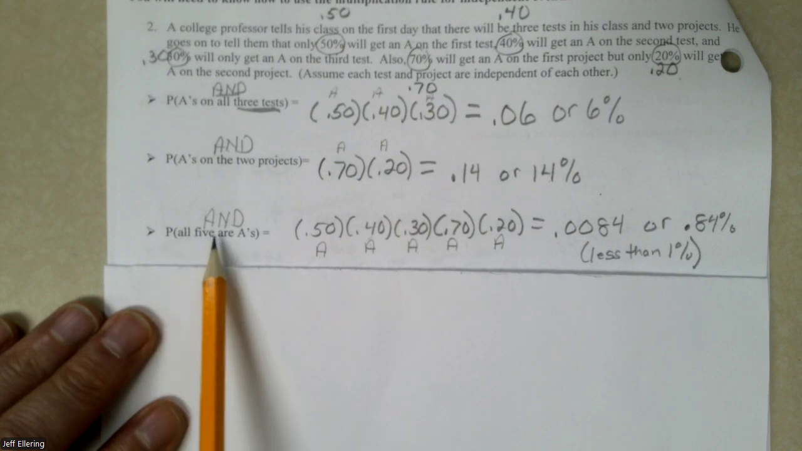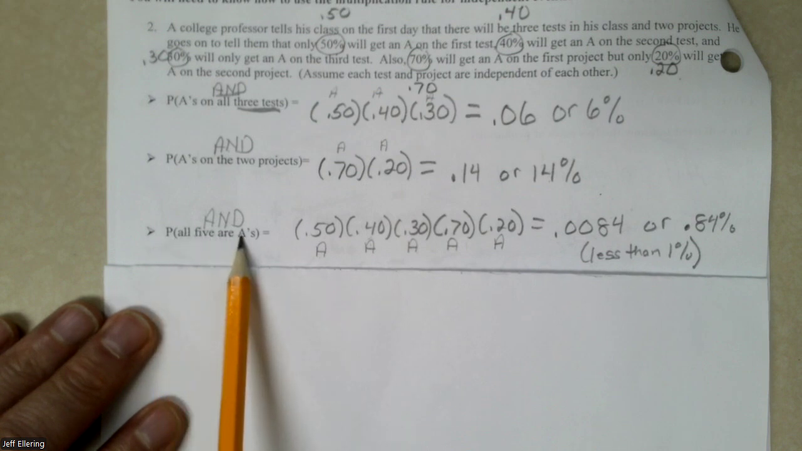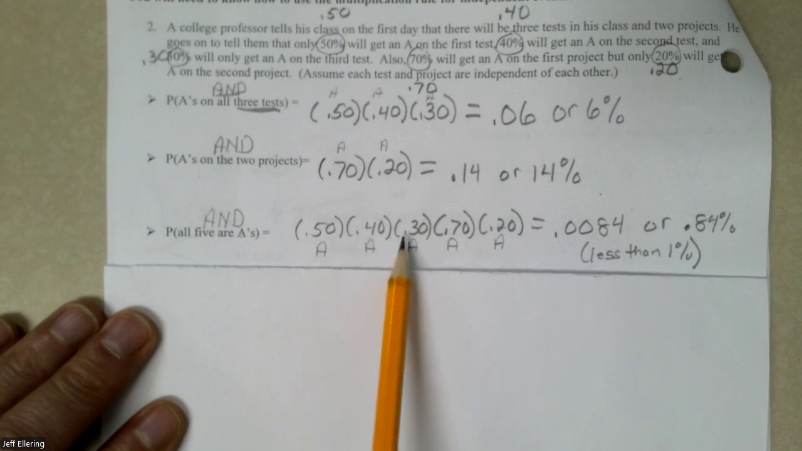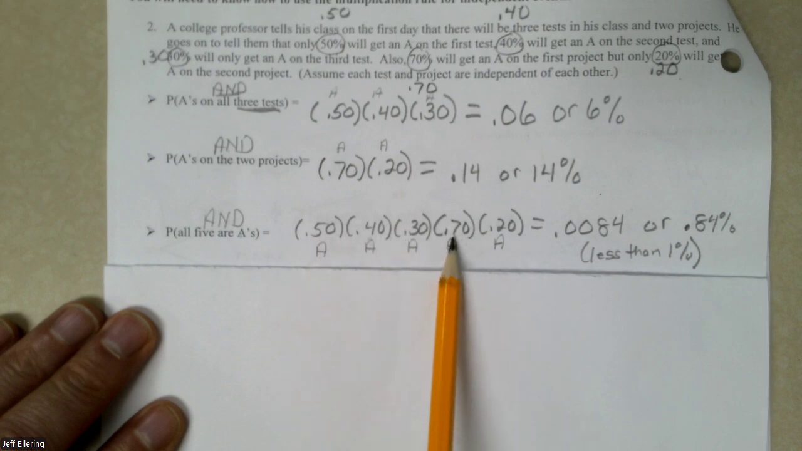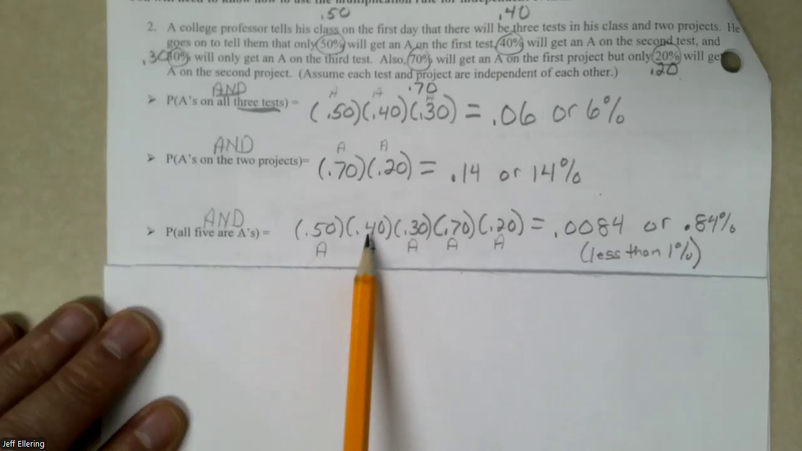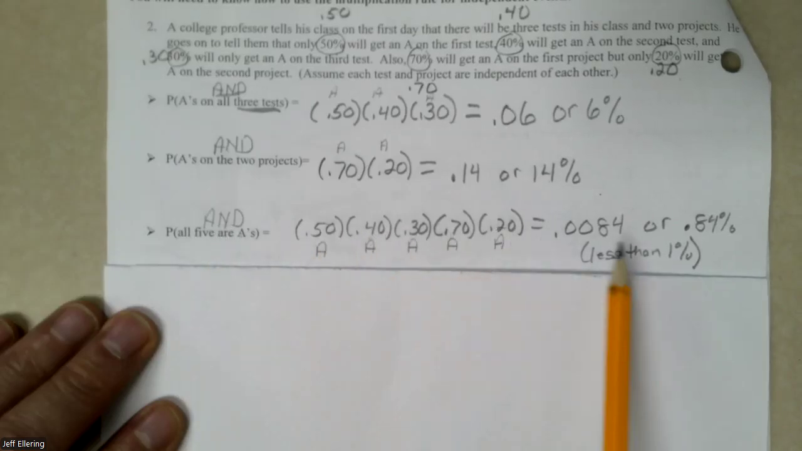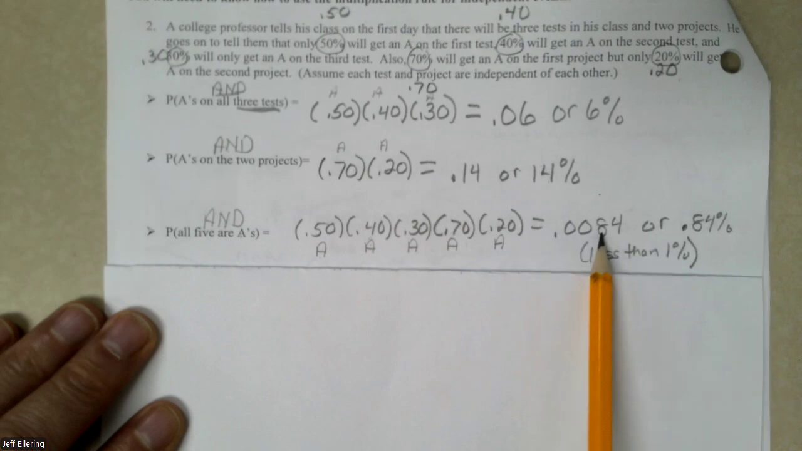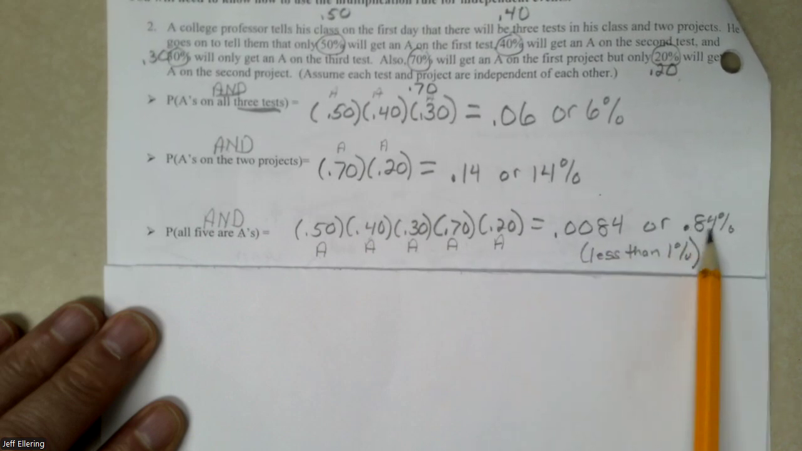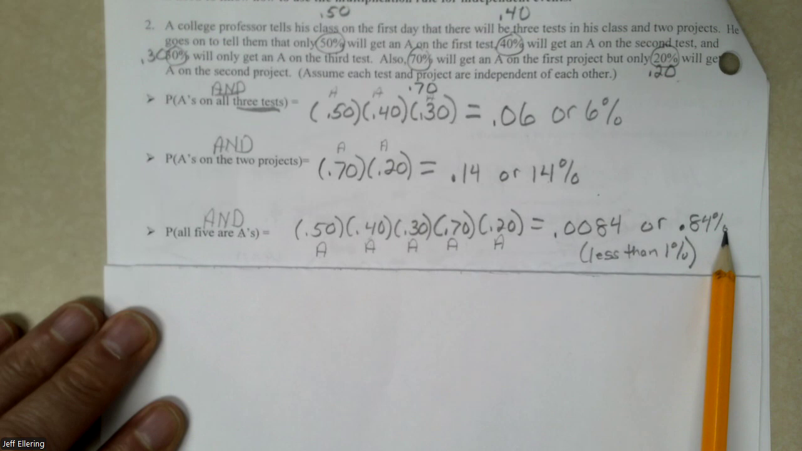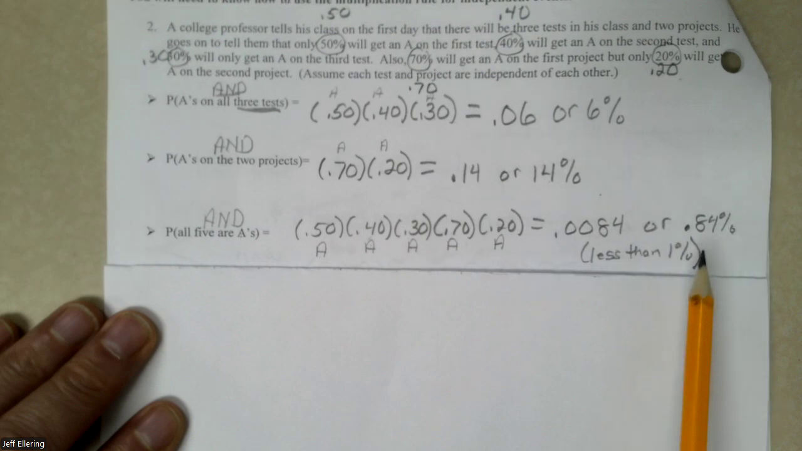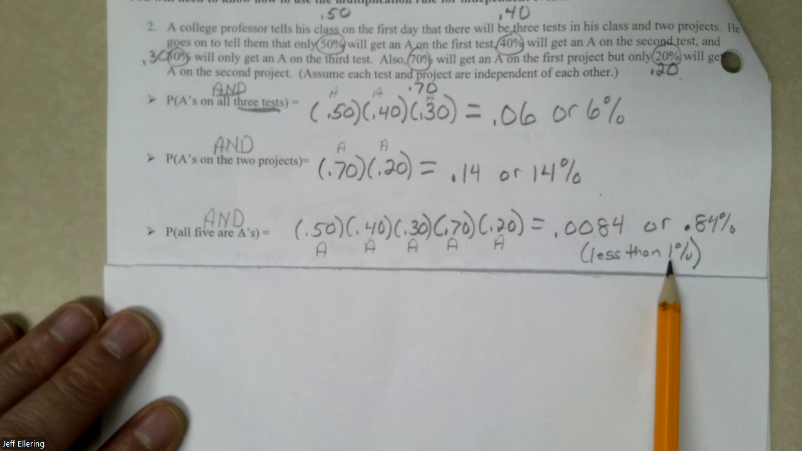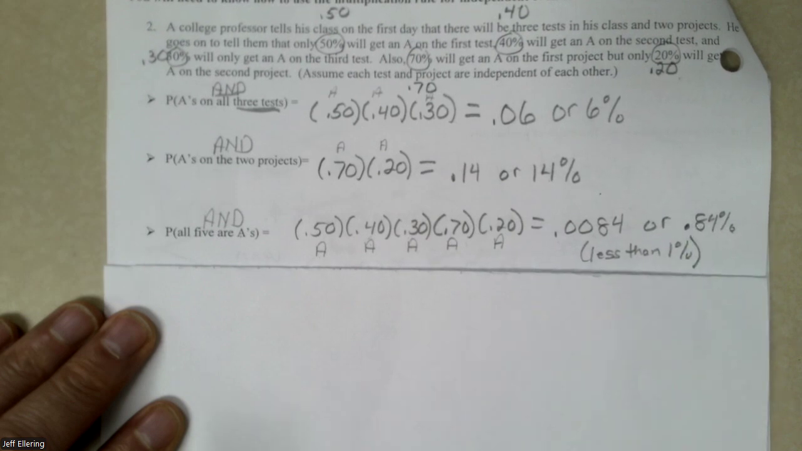You get an A on all 5 of them. An A on the first test, second test, third test, an A on the first project and the second project. Again, that's an and. Multiply, multiply, multiply, multiply, multiply. 0.0084, which is 0.84%. This professor is pretty hard. You have less than a 1% chance to get an A on all 5 of those.